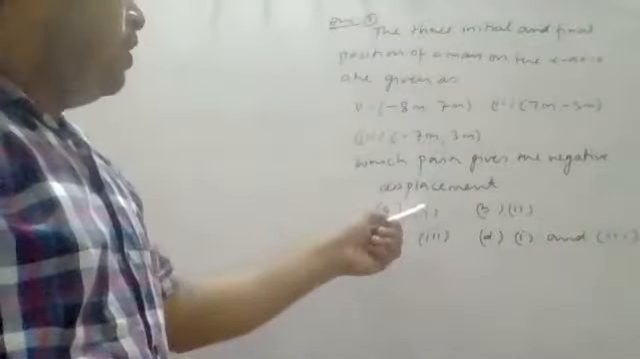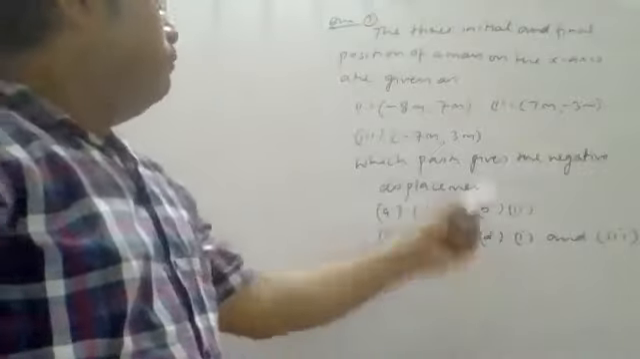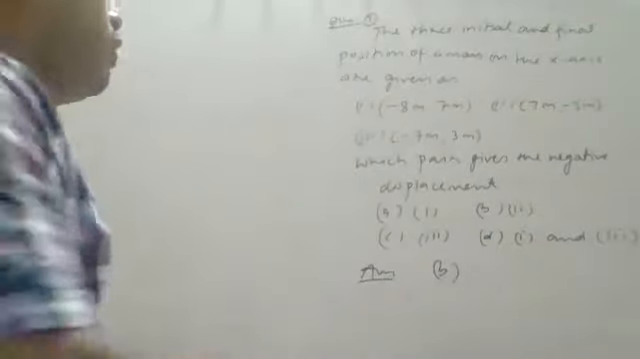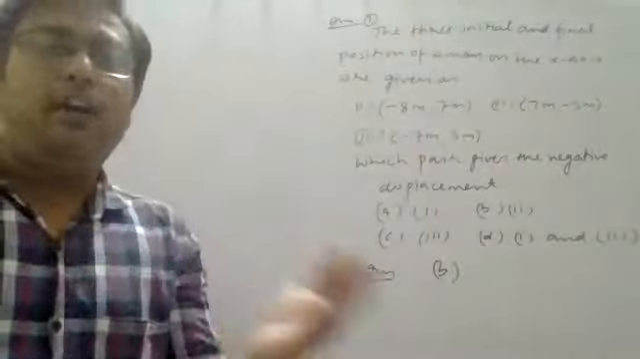A choice is only first, B choice only second, C choice only third, and D choice first and third both. This is our question. Find out. B choice is correct. What is to be done there? If you are going to find a displacement, the way is only final minus initial. Final position minus initial position, and you will get the value of displacement.